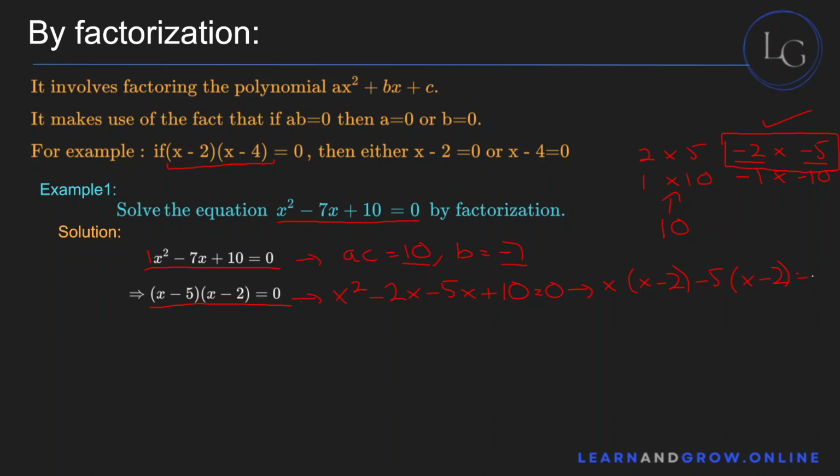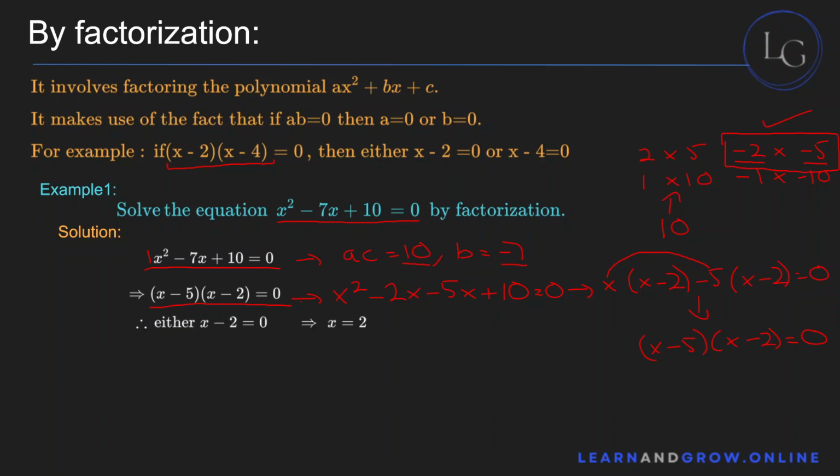Now, as you can see, you have x - 2 here and x - 2 here. This is very important: these must be the same. So x - 2 and x - 2, we'll put them in one bracket over here, and these two terms will go in another bracket. And that is how you factorize that quadratic equation. We have achieved this now.